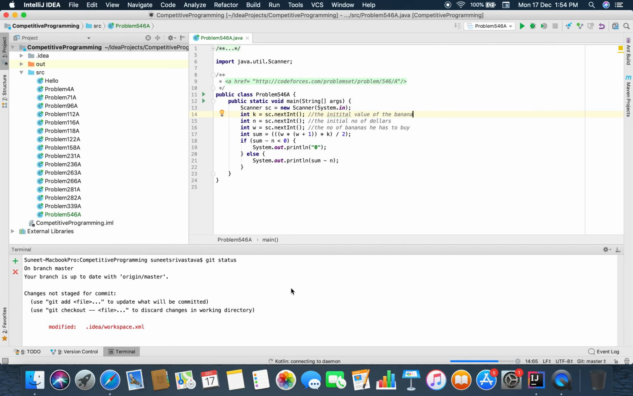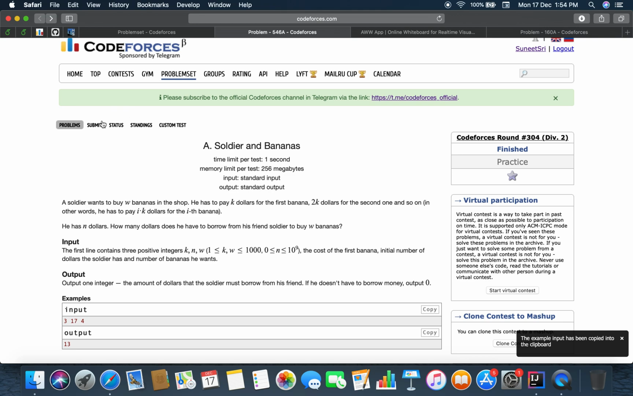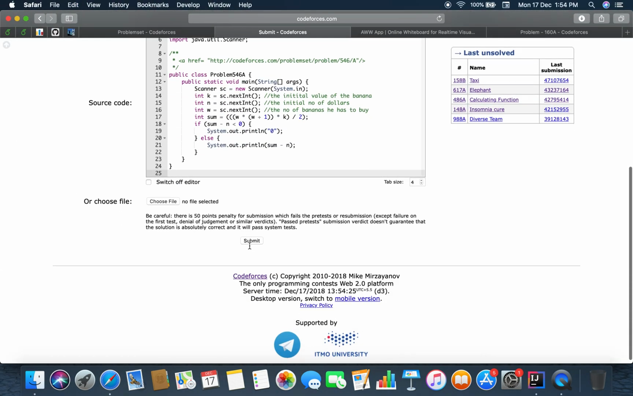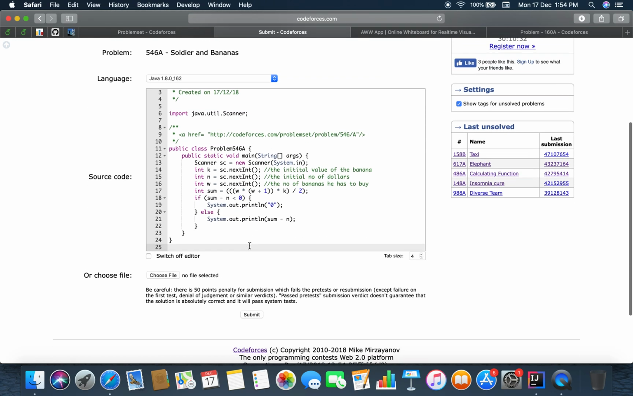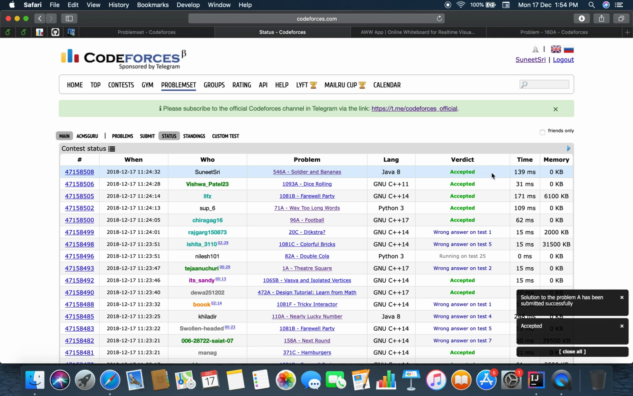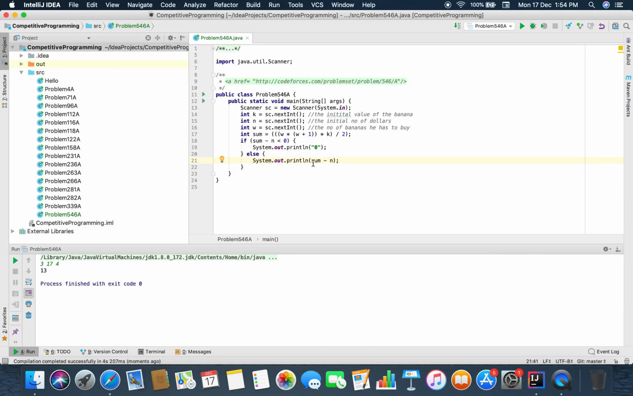Let me just check it. Yes, that's a very easy problem, and it was all about brute force mathematics. The problem is accepted. So finally, this is the solution for problem 546A.